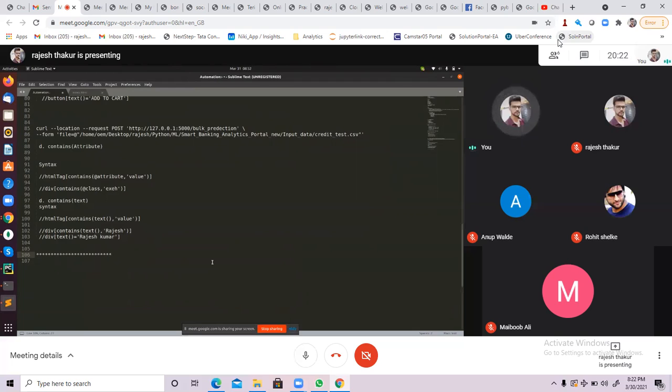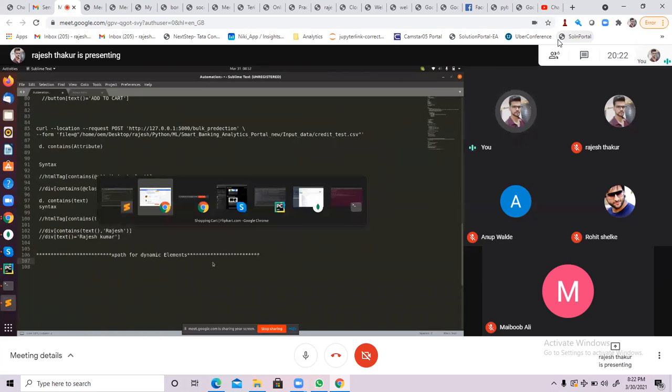So, XPath for dynamic element. Whatever stars you want to put, you can keep. Okay, so dynamic element, you understood, right? What is meant by the dynamic element?